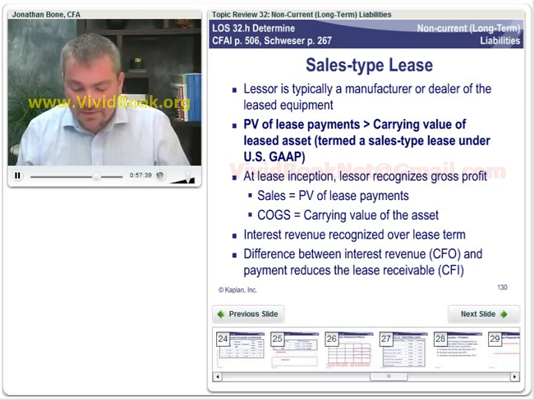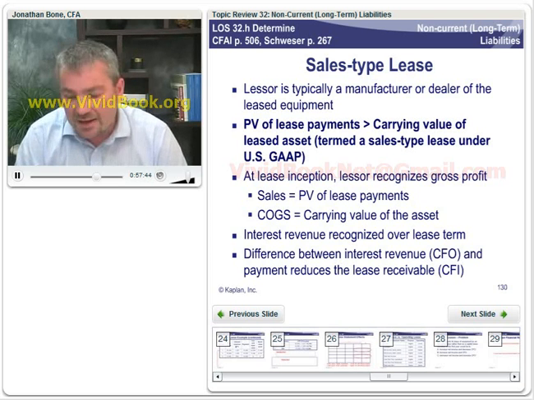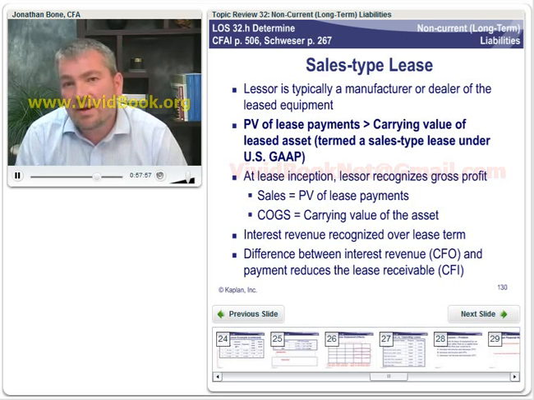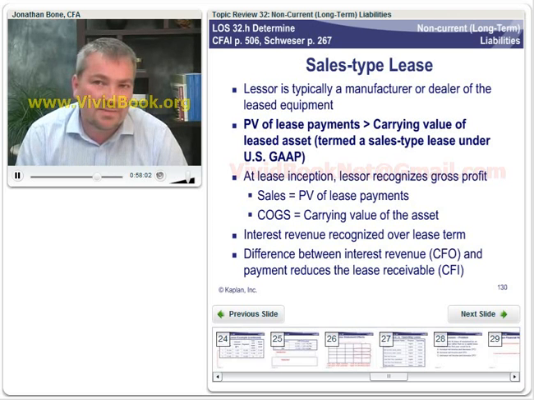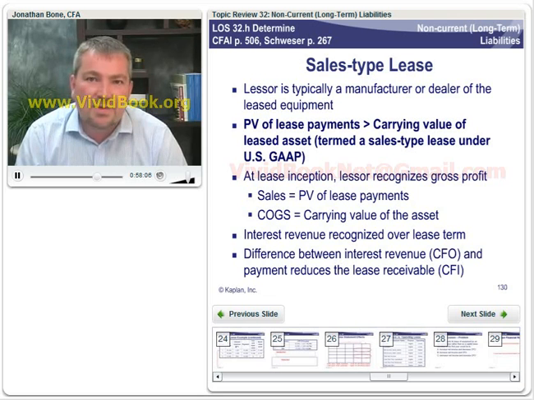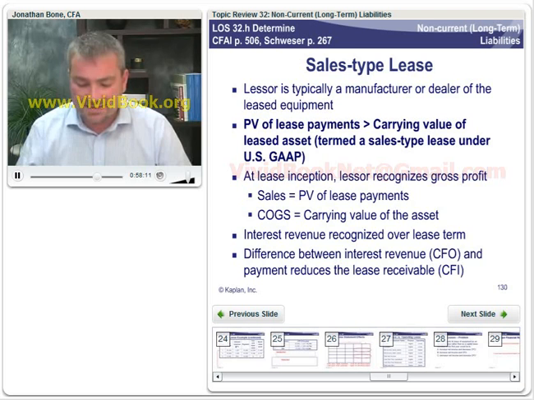Okay, so that's what they're then going to do. They're then going to have a lease receivable sitting in the balance sheet equal to the present value of the lease payments. Now notice the present value of the lease payments is a higher figure than the cost of the asset. Now interest revenue is going to be recognized over the lease term, and we're going to split our cash flows between interest revenue that will go through CFO and payment that reduces the lease receivable, which is going to go through cash flow from investing this time.